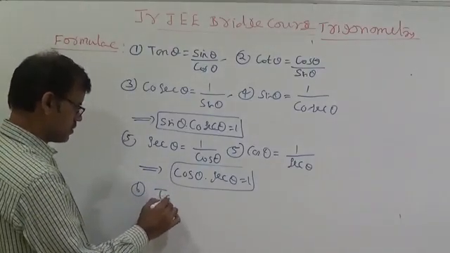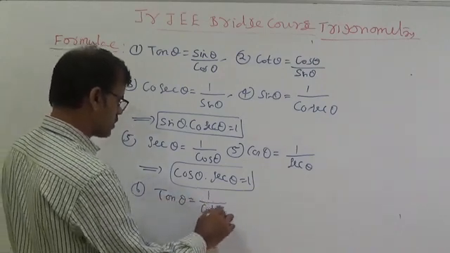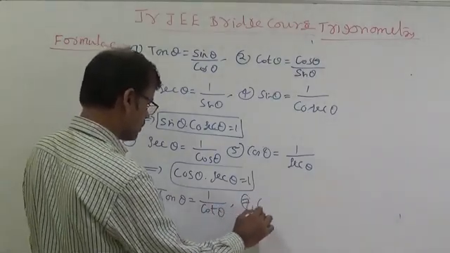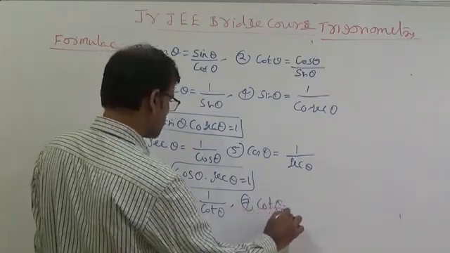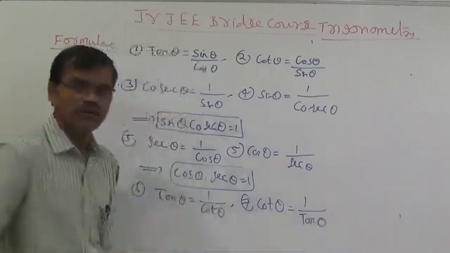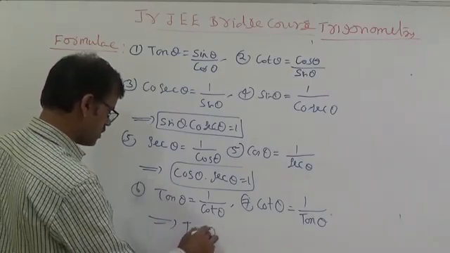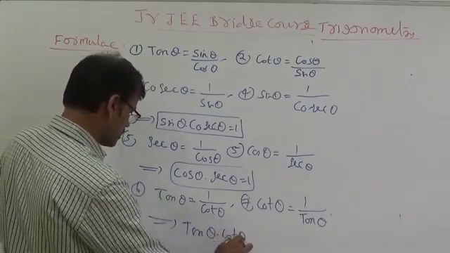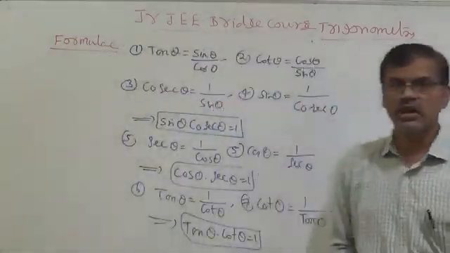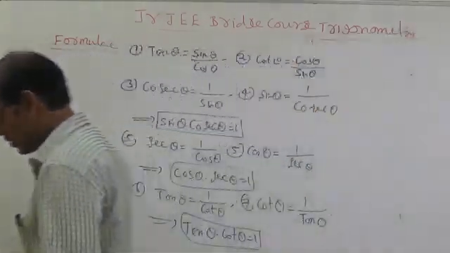Sixth one, as reciprocal, tan theta is equal to 1 by cot theta. Seventh one, a small formula I am writing. Every student can understand and should write the notes. Cot theta is equal to 1 by tan theta. That implies tan theta into cot theta is equal to 1, or cot theta into tan theta is equal to 1. These are fundamental principles of trigonometry.